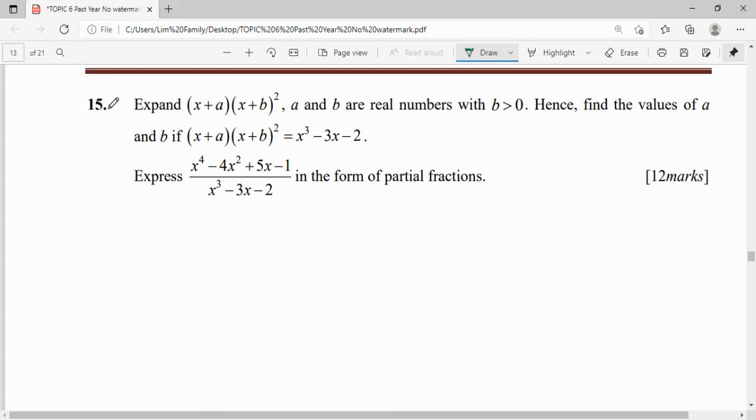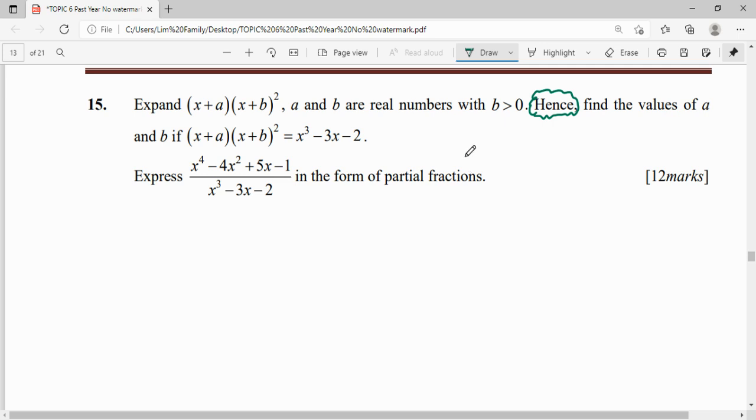For question 15, we're going to expand (x + a)(x + b)². After we expand this, hence, we will use our expansion to find out what our values a and b are when our expansion equals x³ - 3x - 2. After finishing that part, we're going to express this fraction into partial fractions.